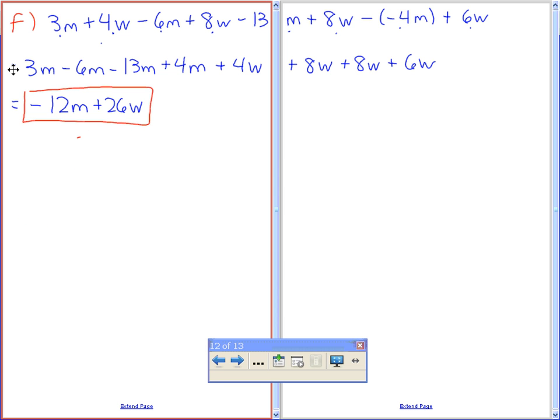The last one I want to do, and then we're going to set up the desk here, will be letter G.